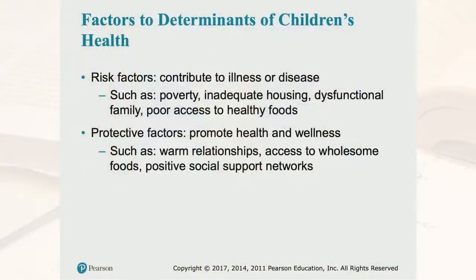When we look at factors and how we determine children's health, health risks, to be exact, can contribute to illnesses and diseases. So poverty, inadequate housing, dysfunctional family, poor access to healthy foods can affect how your body is growing and developing, and can affect you disease-wise. Inadequate housing, so not having a house that's warm enough, a house that has mold, can lead to certain health issues, breathing issues. Poverty could mean the types of meals that you're eating. Access to healthy foods could be the cost, could be associated to money.